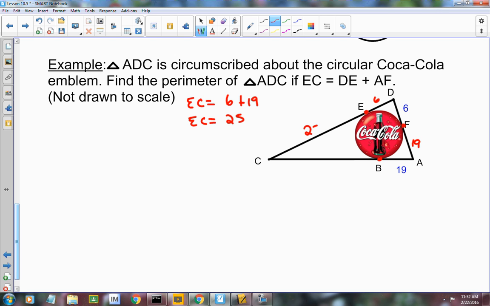So EC is 25, which means that BC is 25. Good. So now we can find the perimeter, okay? Just add all the pieces together. So we've got 2 25s, which is 50. We have 2 6s, which is 12, and we have 2 19s, which is 38. Add those together, and you get a perimeter of 100.